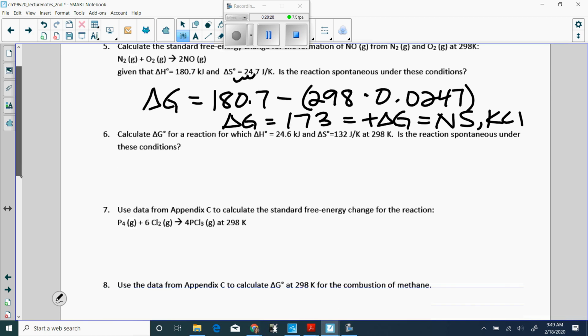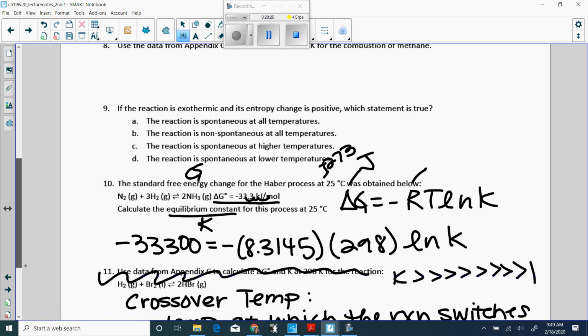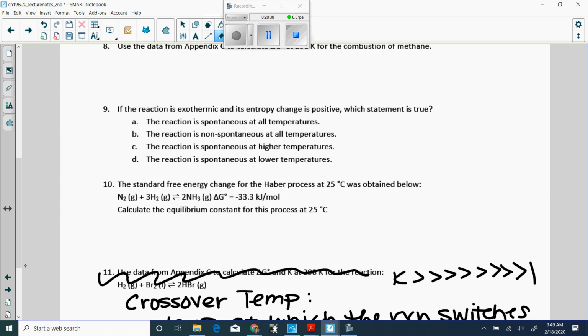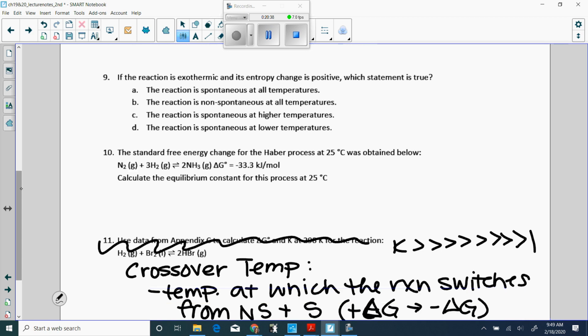Okay, let's do 10, because 10 is the natural log math, and that just has different maths. Okay, the standard free energy change for the Haber, remember Haber process? It's making ammonia. Is given here. So standard free energy change is delta G. So they gave us delta G. Calculate the equilibrium constant. Those are words for K. So I'm solving for K. My only G to K equation is negative RT ln K. This is going to involve some algebra.